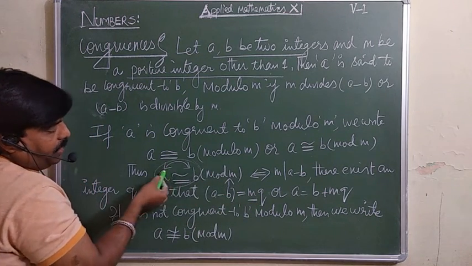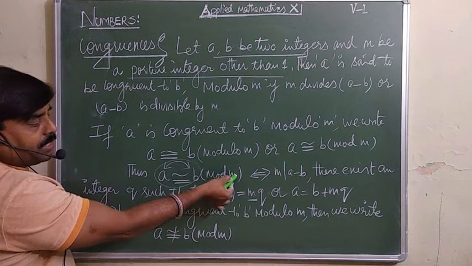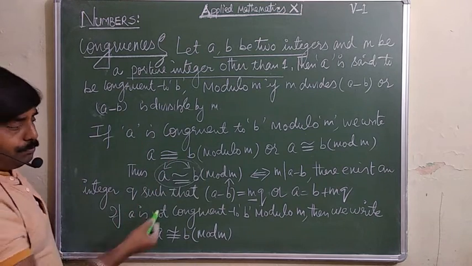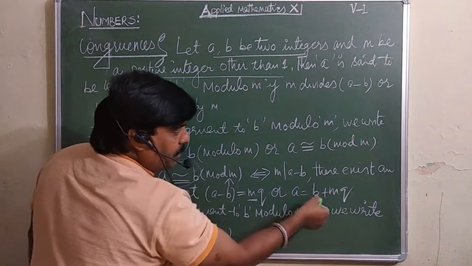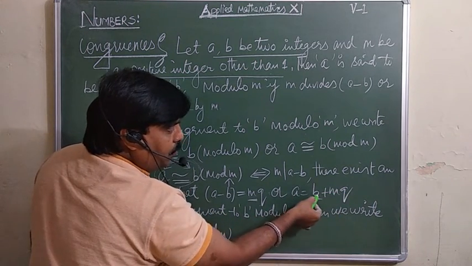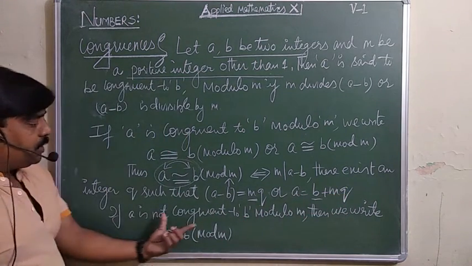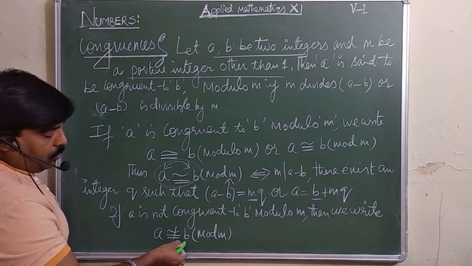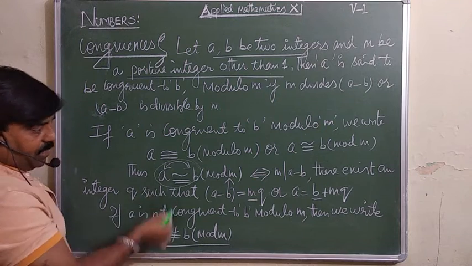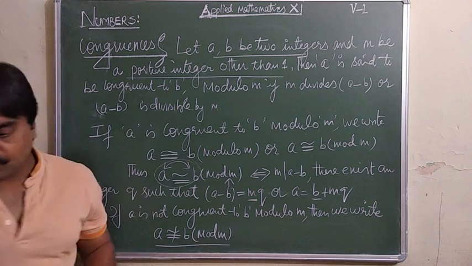Means if you divide a minus b, the difference, by m, you may get some quotient, so that a is equal to b plus m q. But if it is not congruent, then we will write a is not congruent to b modulo m. Let's take an example, then you can understand.